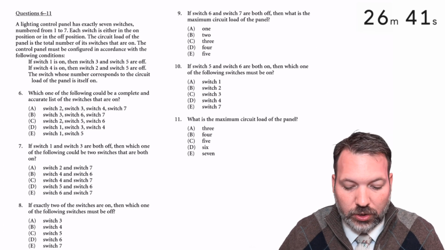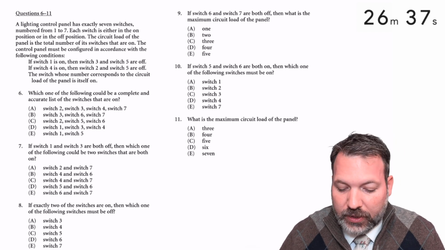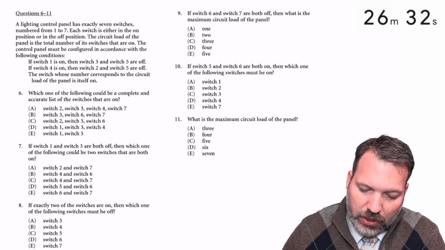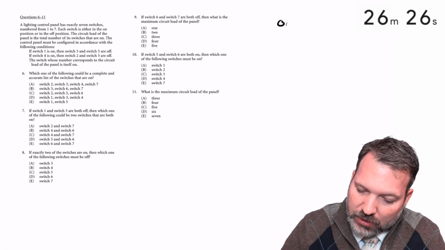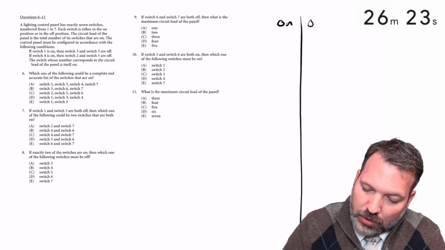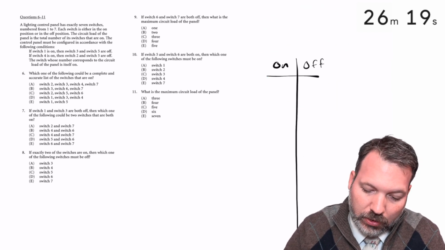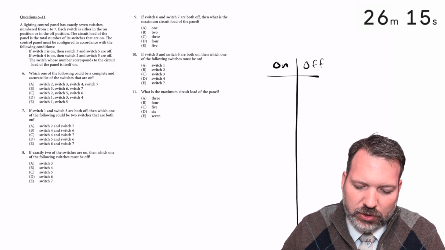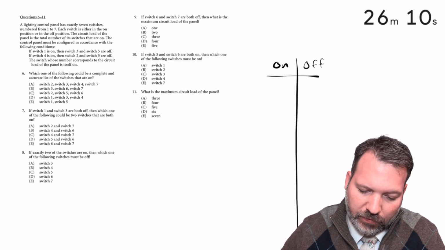We've got game 2, questions 6 through 11. Again, this is prep test 47. A lighting control panel has exactly 7 switches numbered 1 to 7. That's a little weird. Each switch is either in the on position or in the off position. Okay, so right away I'm thinking this is actually an in and out game where the switches are either on or off. Let's move that down a little bit. The circuit load of the panel is the total number of its switches that are on.